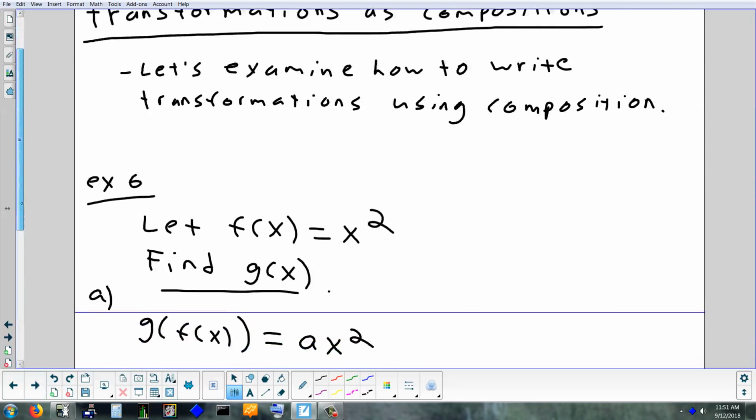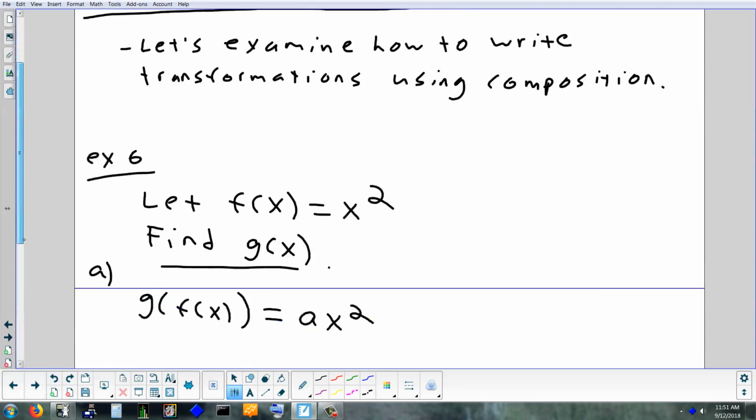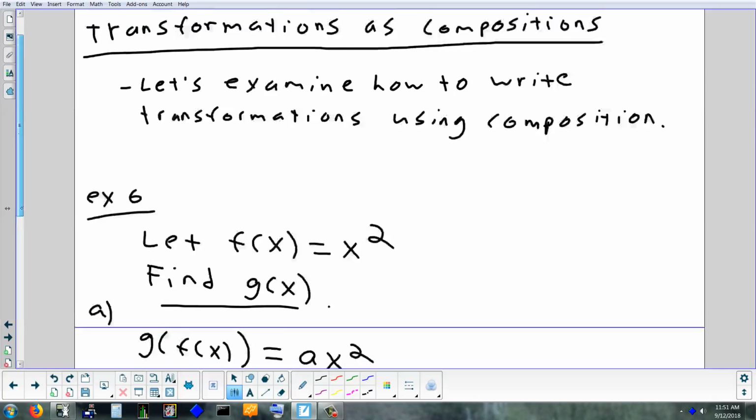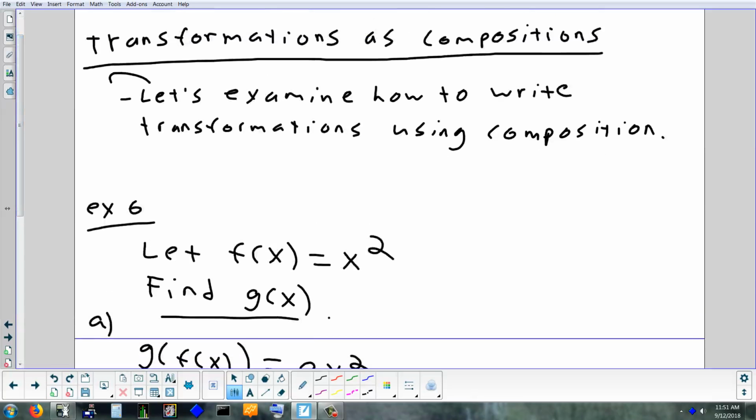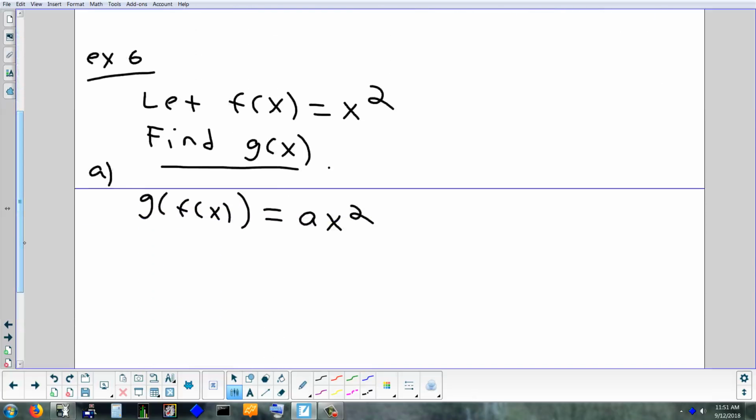All right, so we talked a little about transformations on parabolas yesterday. Now we're going to look at how we can write a transformation as a composition. You really don't have to write this, just what's underlined. This is kind of working backwards a little bit. I'm telling you the answer to the composed function.